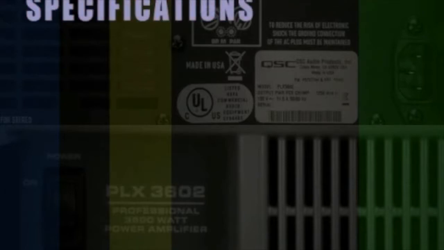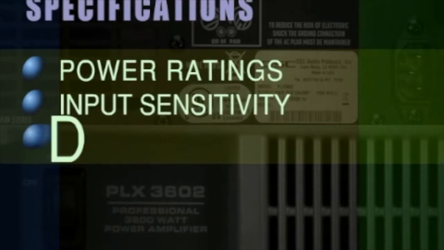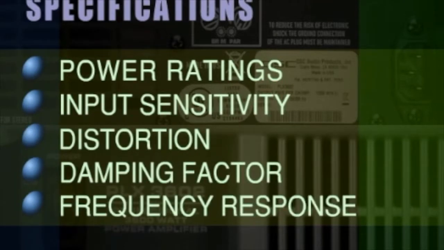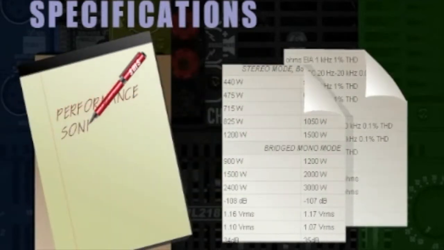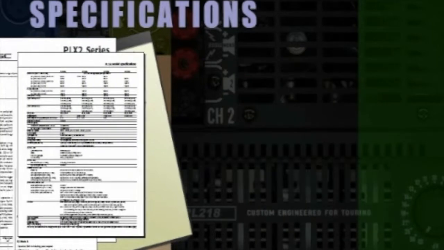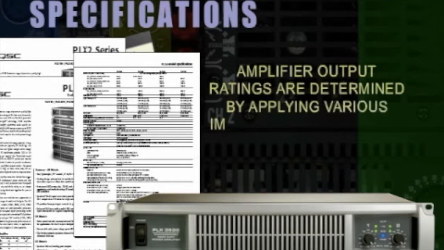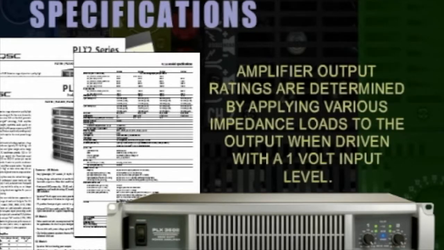Amplifier specifications include the device's power rating, input sensitivity, distortion, damping factor, and frequency response. Specifications document the device's performance and sonic quality based on industry standard tests. For example, amplifier output ratings are determined by applying various impedance loads to the output when driven with a 1-volt input level.